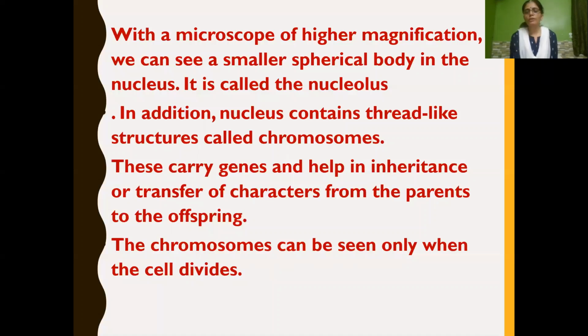Other than this, the nucleus also contains thread-like structures called chromosomes. Chromosomes carry genes and help in the inheritance, the transfer of characters from the parents to the offspring. The chromosomes can be seen only when the cell divides. So basically, what are the components of the nucleus? Nuclear membrane, nucleolus, thread-like structures which we call chromosomes, and genes. Chromosomes carry genes. So these are the basic parts of the nucleus.